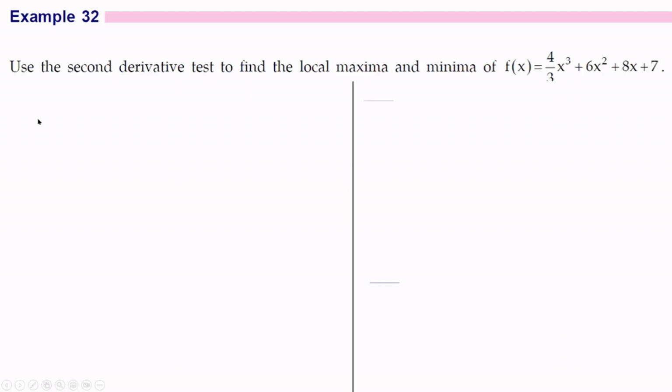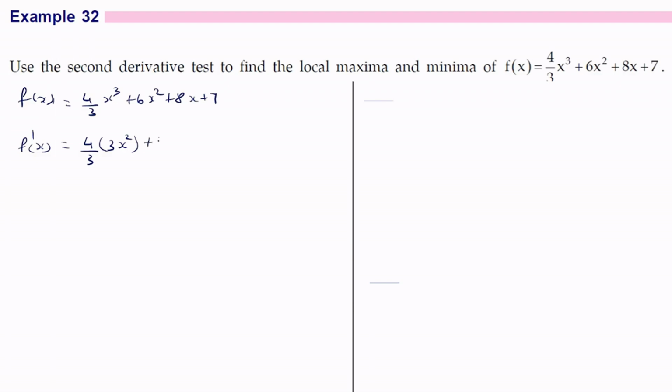Next question, use the second derivative test to find the local maxima and minima of f of x equal to 4 by 3 x cube plus 6x square plus 8x plus 7. So here f of x is 4 by 3 x cube plus 6x square plus 8x plus 7. At the critical points, f dash of x is equal to 0. So let us find f dash of x.